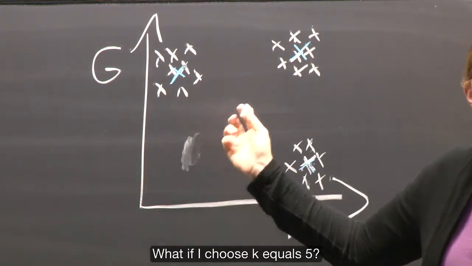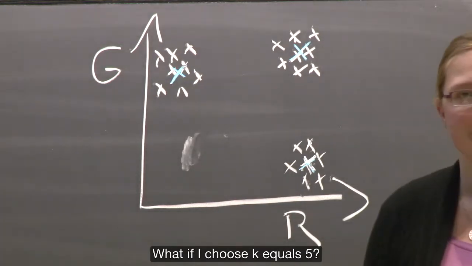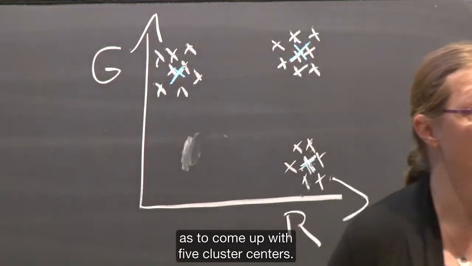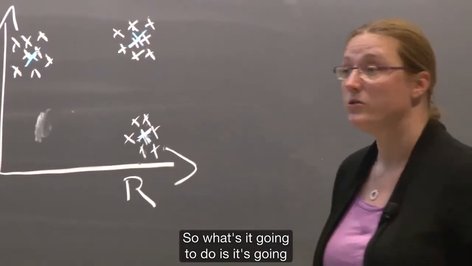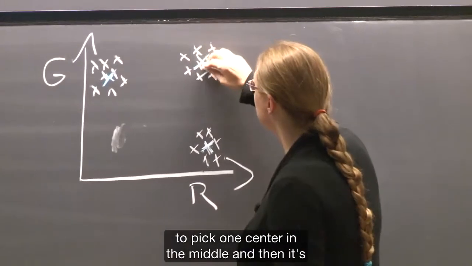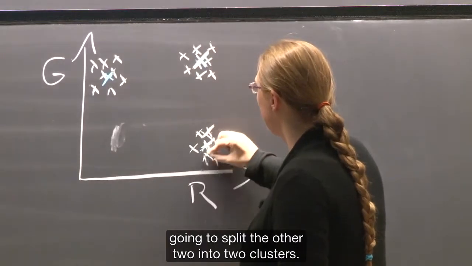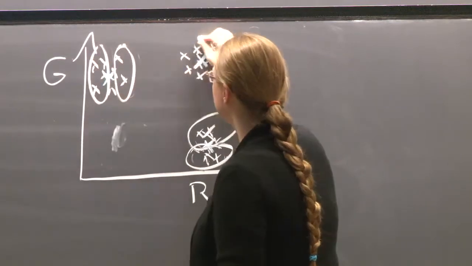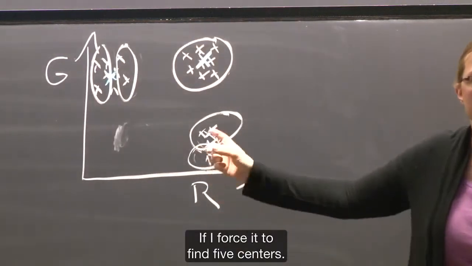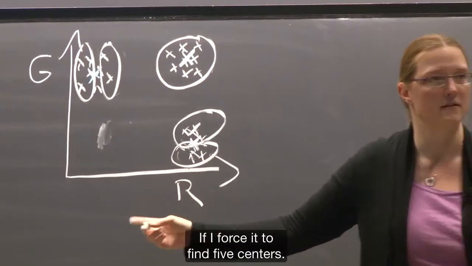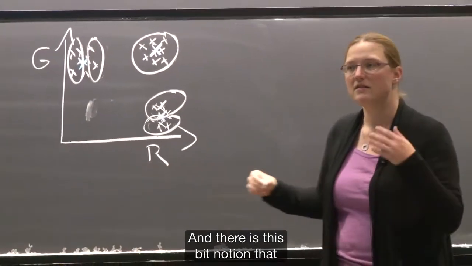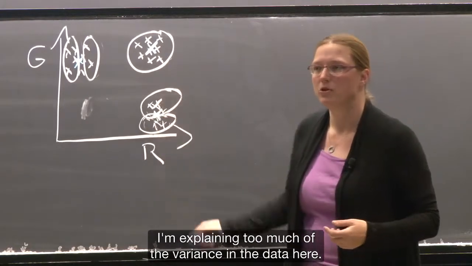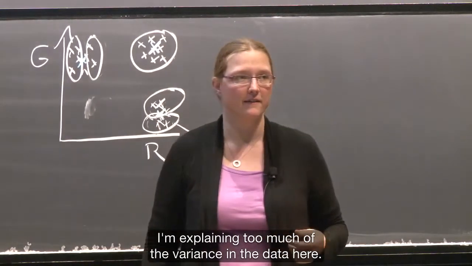What if I choose k equals 5? Remember that k is fixed. The algorithm has no other chance than to come up with 5 cluster centers. So what it's going to do is pick one center in the middle, and then it's going to split the other 2 into 2 clusters, if I force it to find 5 centers. And there's this notion that goes in the direction of overfitting. I'm explaining too much of the variance in the data here.